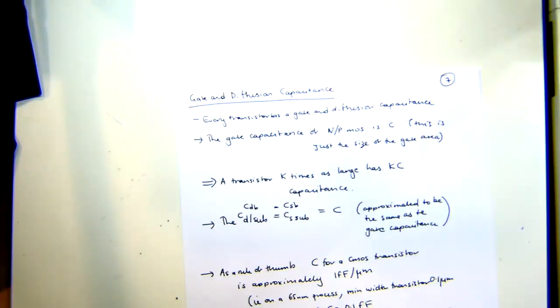Remember, capacitance is epsilon A on d. If you're 10 times as large, therefore A is 10 times as large, so therefore your capacitance is 10 times as large. All right, good.